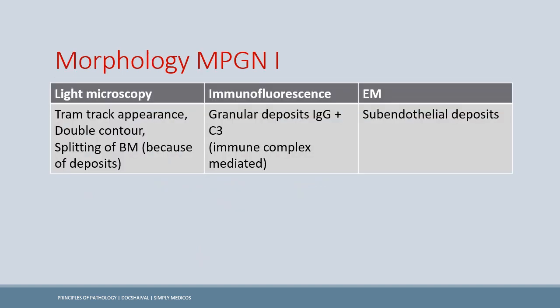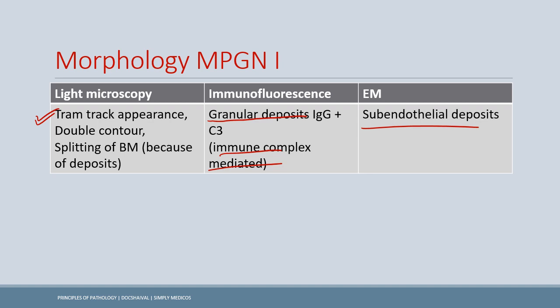The deposits in electron microscopy are subendothelial, as I mentioned. Then the deposits are granular. That's again because it is an immune complex mediated disease. And yes, we have something called the tram track appearance. And why do we have a tram track appearance?